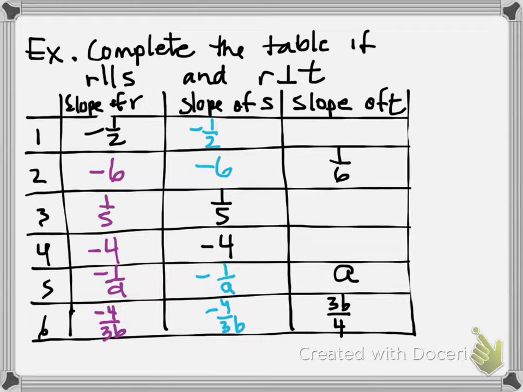If the slope of R is -1/2, what's the slope of T? 2. If the slope of R is 1/5, what's the slope of T? -5. If the slope of R is -4, what's the slope of T? 1/4. Okay? Pretty easy, right? Just to get that relationship.